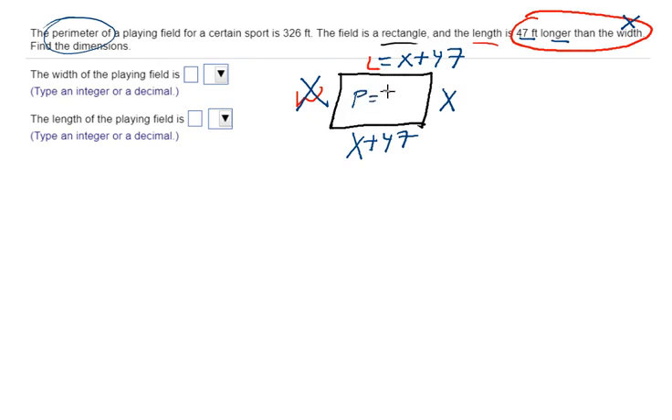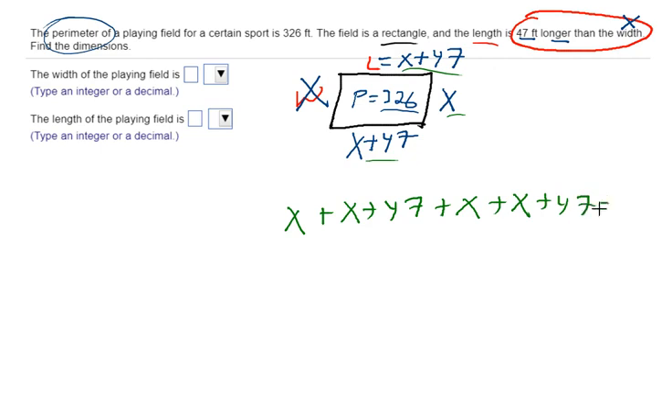So the perimeter is 326 feet. So if I add up all 4 sides of this rectangle, that's what it should add up to. And that's how I'm going to get my equation. So I'm going to add up all 4 sides, x plus 47 plus another x plus 47. And that should add up to the perimeter, which is 326 feet.